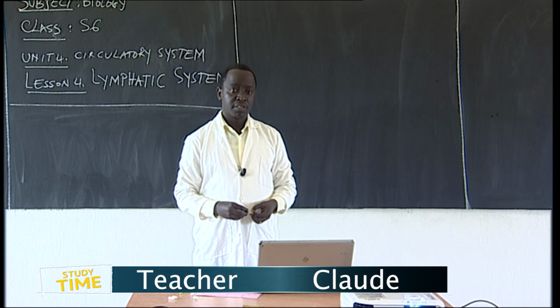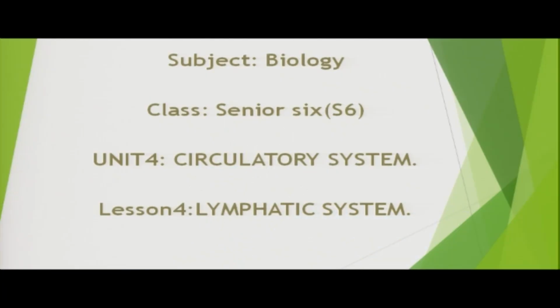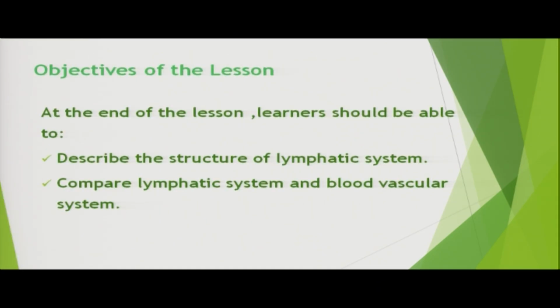Today's topic is the lymphatic system, Unit 4, circulatory system. What are the objectives of our lesson? At the end of this lesson, you should be able to describe the structure of the lymphatic system, and also compare the lymphatic system and the blood vascular system. You have to be ready, pay attention, and write the explanation in your notebook.